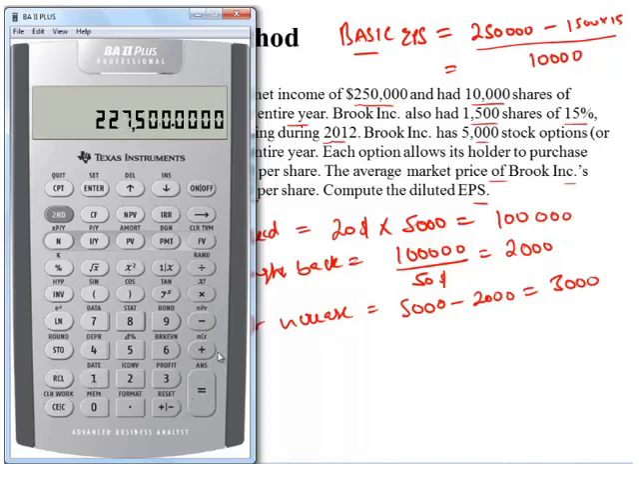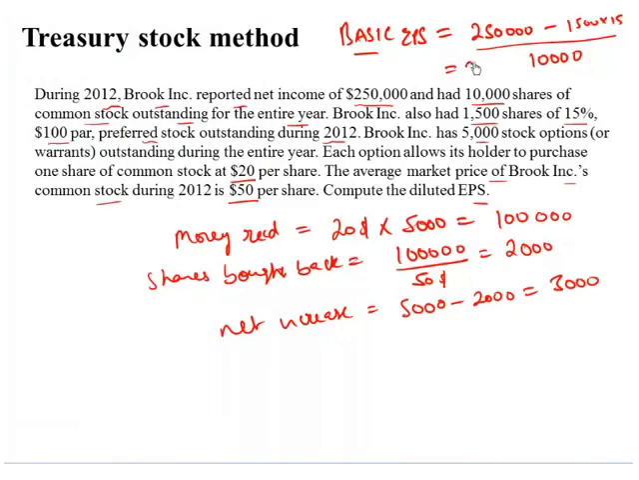Recall 1 and divide it by 10,000. So the basic EPS, we'll just store it for future use, comes out to be 22.75.